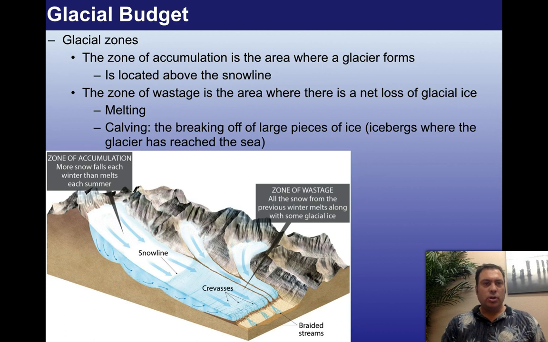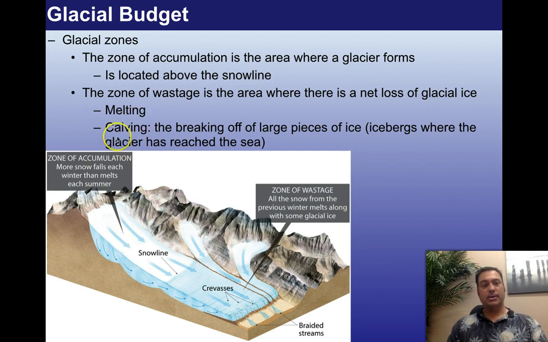All right, so let's talk about what glaciers are all about. What is their purpose? It's really not that different than a river in a lot of ways. There are glacial zones, there are zones of accumulation, where the snow falls. And then there are zones of wastage, which is where the snow or the ice melts. The zone of accumulation is the area where a glacier forms. It's located above the snow line, which means year-round there's snow. It doesn't melt off. The zone of wastage is below the snow line.